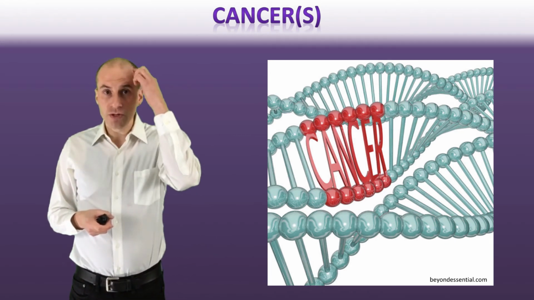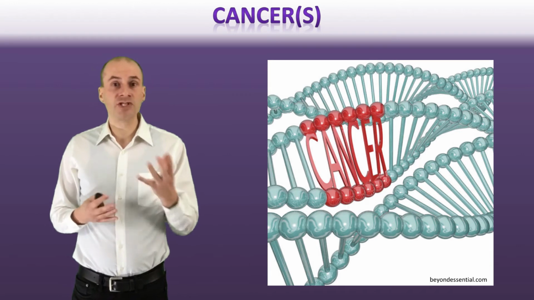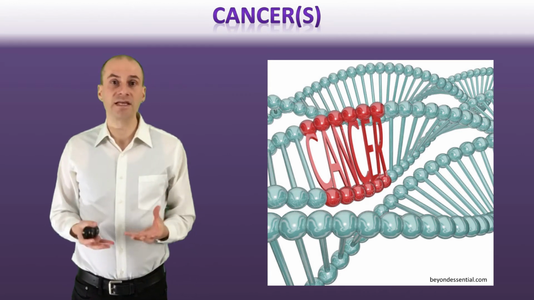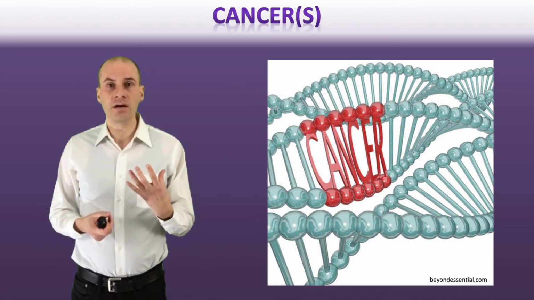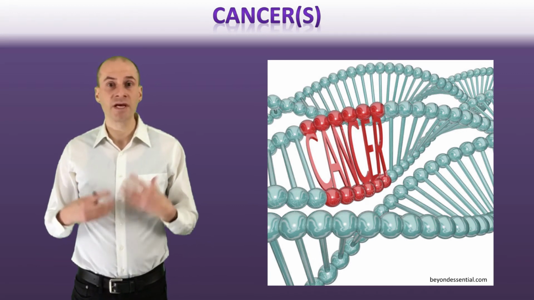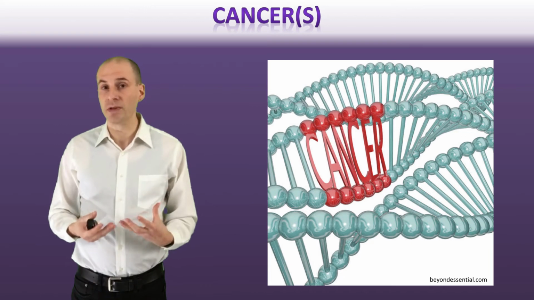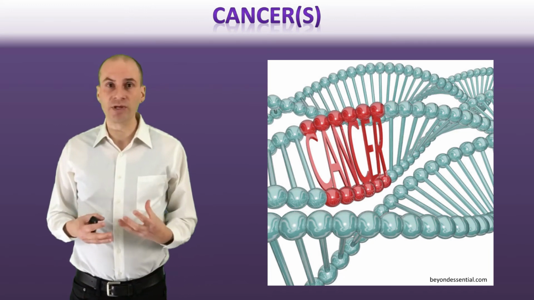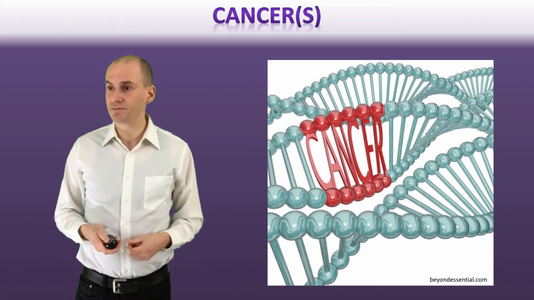The main thing that I want you to note is that cancer is a genetic disorder. It's a genetic disease. It's essentially a mutation, a range of different accumulated mutations that allow cells to grow uncontrollably. And that's essentially what it is. So it happens at the genetic level.